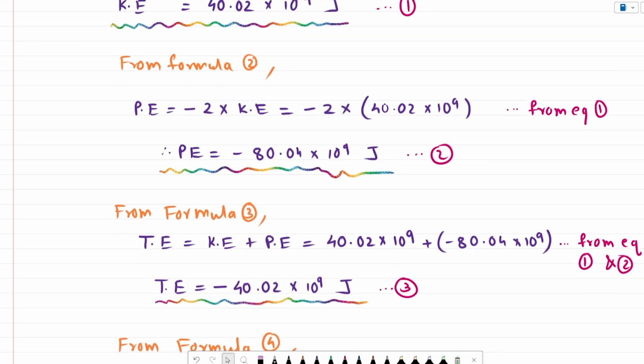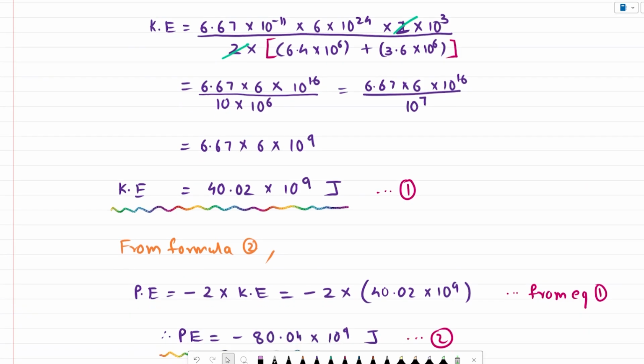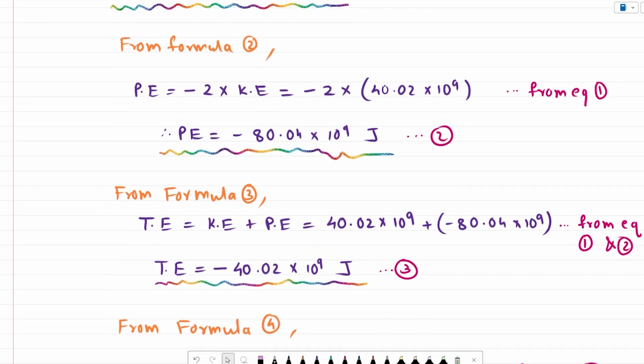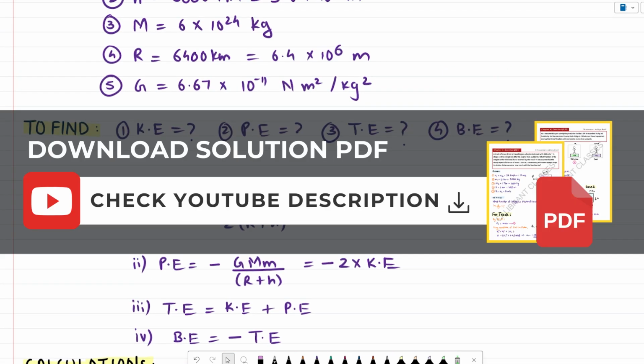So we have successfully calculated the kinetic energy, the potential energy, the total energy, and the binding energy for our orbiting satellite.